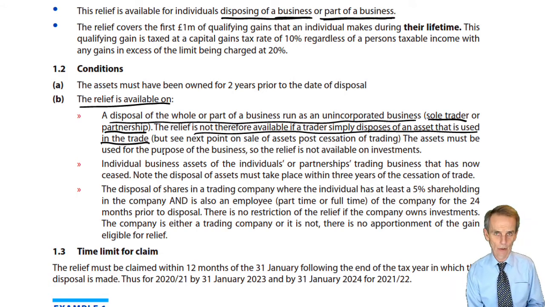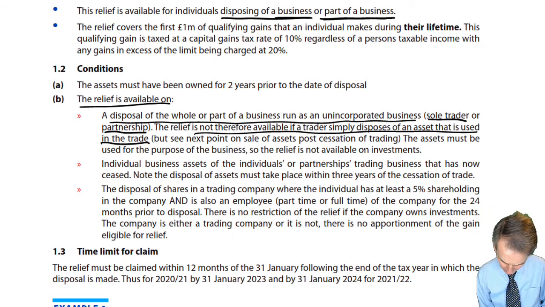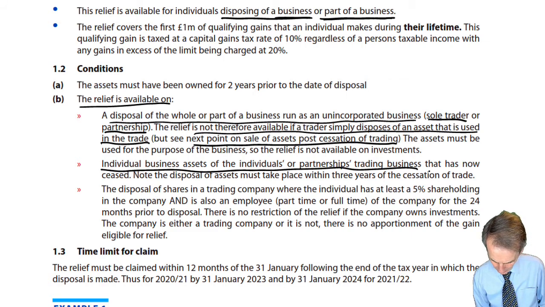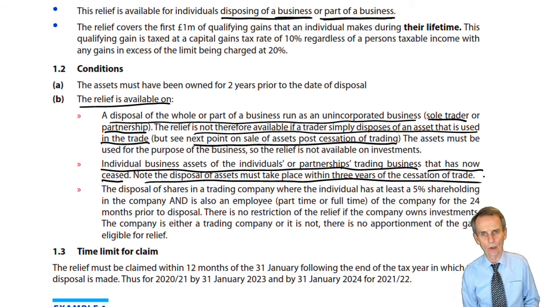You can't carry on trading. You're hemorrhaging cash. The sensible thing to do is stop that business and then look around to see, will somebody now like to buy these assets? Well, in that situation, as it says here, see the next point on sale of assets post cessation of trading, that is individual business assets of the individual's or partnership's trading business that has now ceased. Note the disposal of assets must take place within 3 years of the cessation of trading.